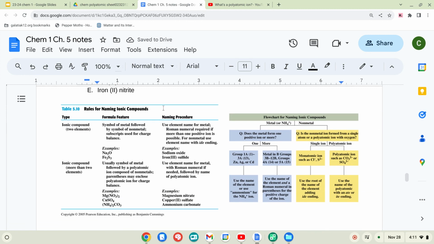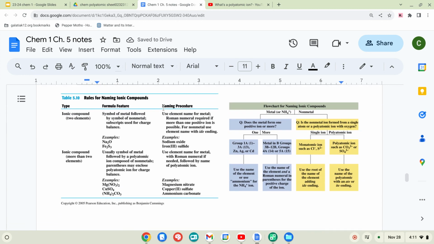Alright, so here's a few rules in your notes. When you're dealing with ionic compounds, it's always going to be your metal followed by your non-metal, right? Here's some examples of that. Here's some examples of naming them. It gives you an example of a regular naming where I don't need a Roman numeral because if I look at sodium and oxygen, I look at the periodic table and I know their charge.